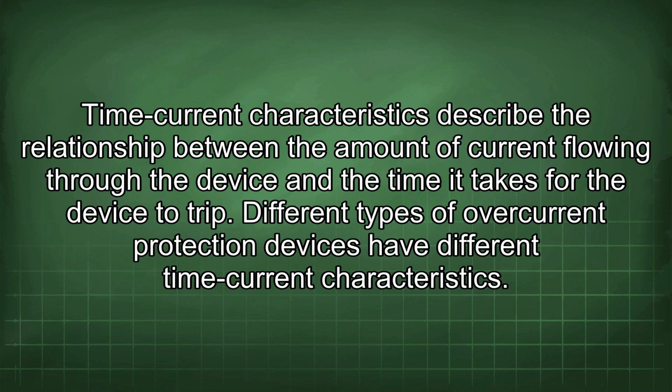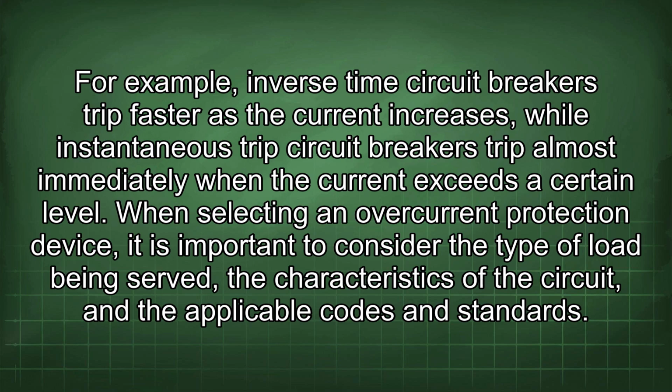Different types of overcurrent protection devices have different time current characteristics. For example, inverse time circuit breakers trip faster as the current increases, while instantaneous trip circuit breakers trip almost immediately when the current exceeds a certain level. When selecting an overcurrent protection device, it is important to consider the type of load being served, the characteristics of the circuit, and the applicable codes and standards.